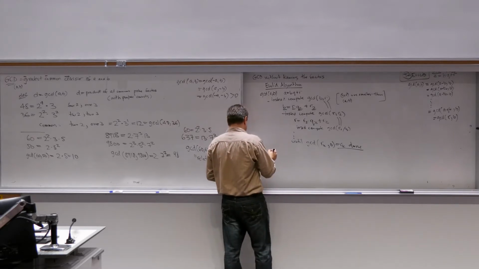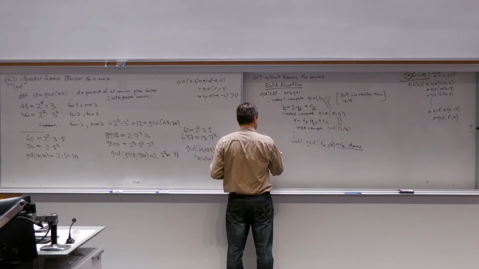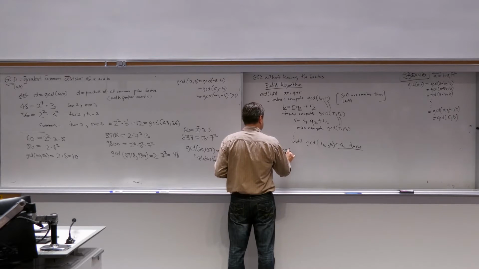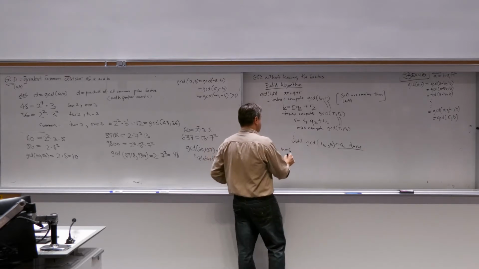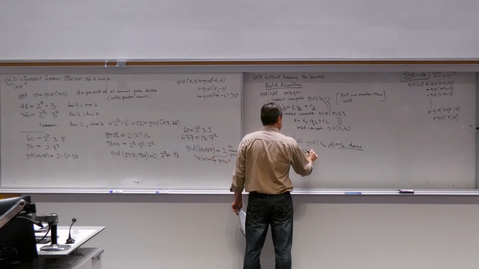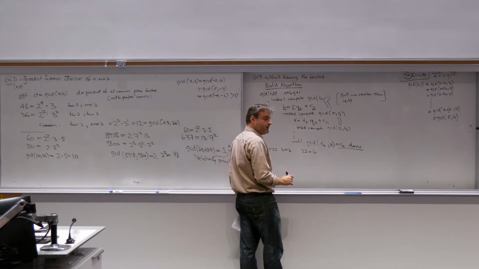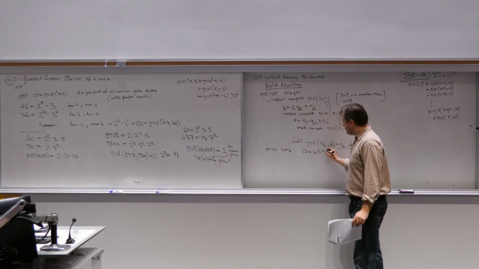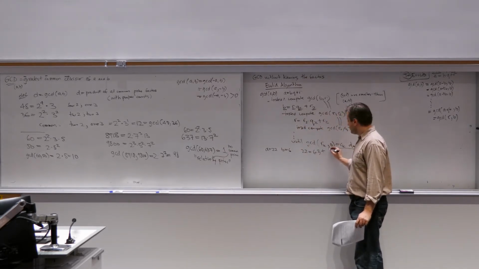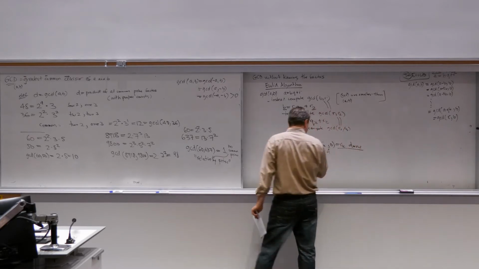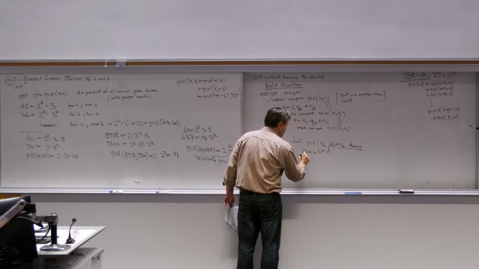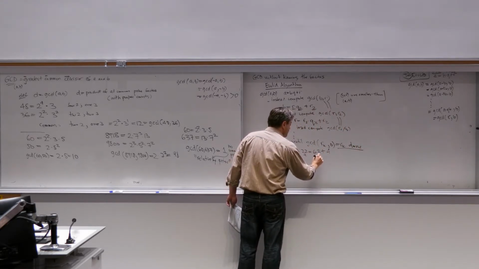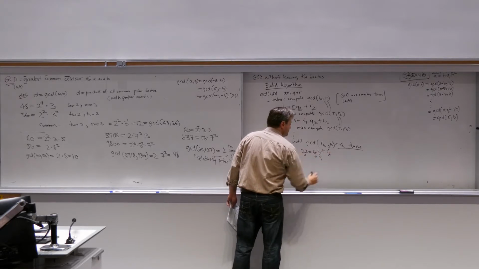So how about A equals 22, B equals 6? How do I write this? 22 is 6 times what? 6 times 3 plus 4. So now that's my A, 6 is B, Q is 3, and R is 4.